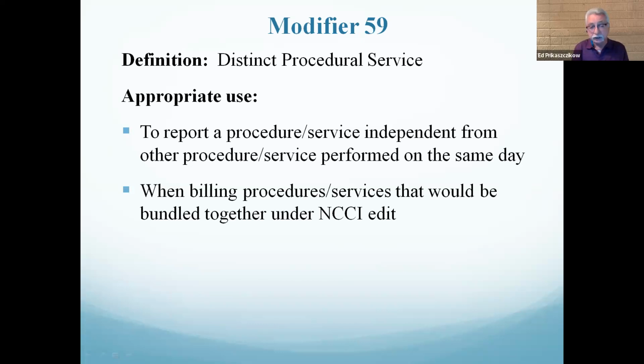The National Correct Coding Initiative was developed to address this problem, and they have what's called column 1 and column 2 codes. The column 1 code is a comprehensive procedure, and the column 2 is the component procedure. So for instance, with the bunion procedure, the capsulotomy is included. The tenotomy of the adductor tendon is included. The sesamoidectomy, if you do it, is included. And if you unbundle these, you're going to want to put the 59 modifier, but only if it's appropriate.